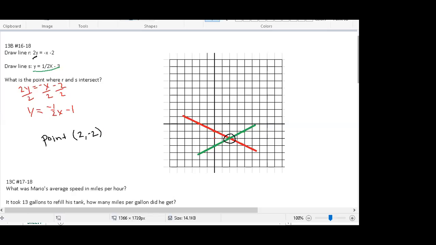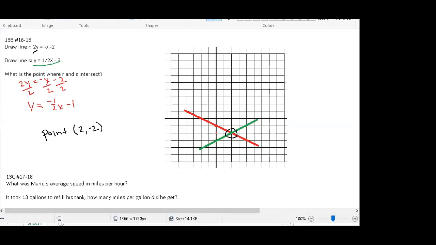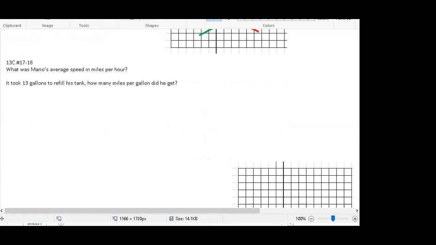All right, and then I love this question since you guys are always asking, when are we going to use this in real life? So here we go. Number 17 and 18 on 13C. It says Mario's car has a 16-gallon tank. He left for a 4-day round trip. He left at 7:45 and arrived at 2:15 after driving 338 miles.